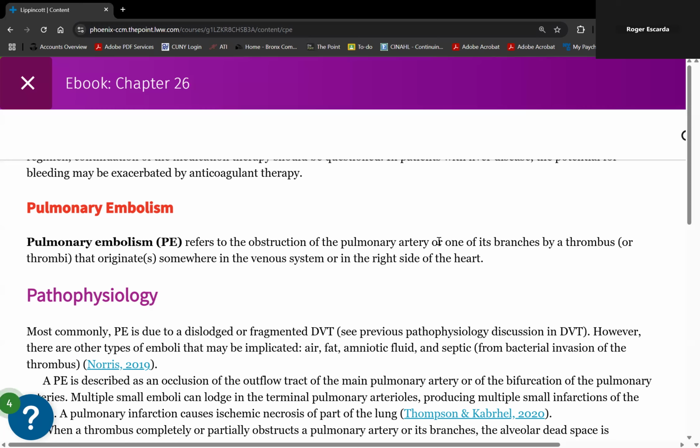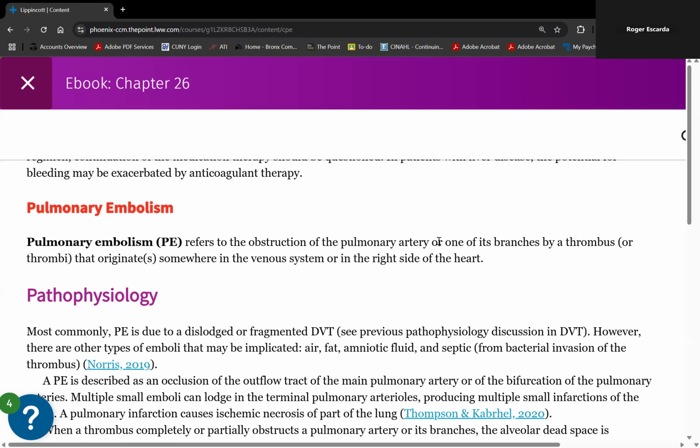Why is this not called pulmonary infarction? It's a clot in an artery. Why isn't it an infarction? Why didn't the lung die? The heart muscle died when there was a clot in the coronary artery. Brain cells died when there was a clot in a carotid or cerebral artery. Why didn't the lung tissue die here in pulmonary embolism?